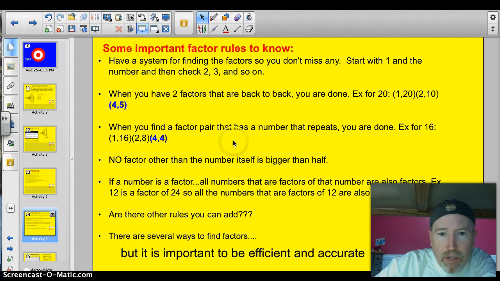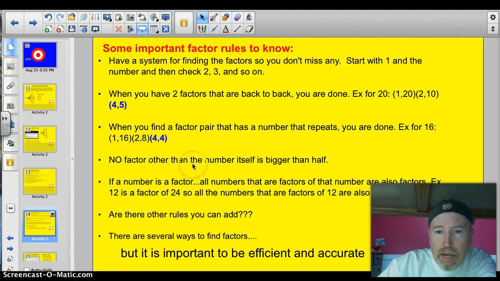When you find a factor pair that has a number that repeats itself, you're done. For example, for 16, you got 1 and 16, then you found 2 and 8. 3 doesn't go into it, but 4 and 4 do. Here's a repeating factor. You're done finding them. You got them all.